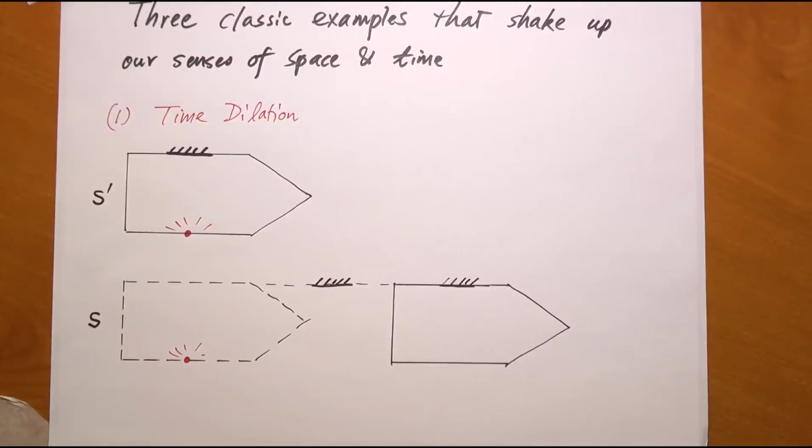I already warned you. We're going to have to twist our notion of space and time, which are not absolute quantities anymore, because we have to accommodate the new absolute quantity, which is the speed of light in vacuum. And at this point, we're going to look at three classic examples that shake up our notion, our sense of space and time. You will find for the first time that space and time are no longer absolute quantities.